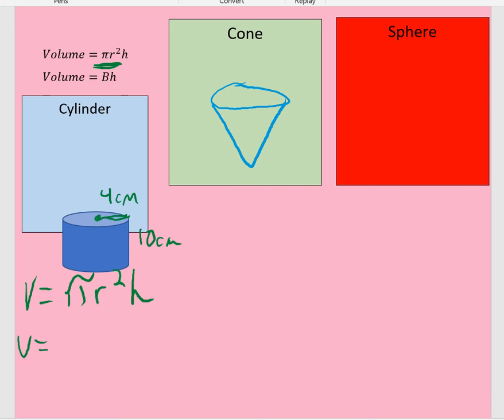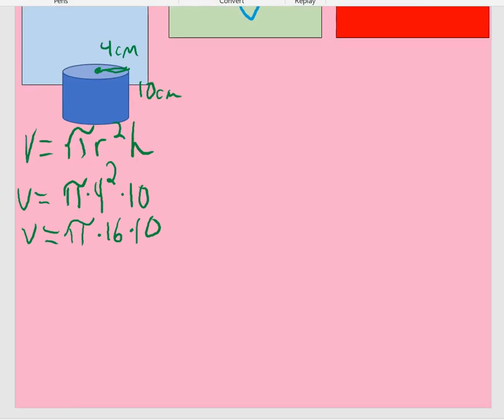We're going to say the volume is pi times r. Well, in this case, that's 4, and we're going to square it. And we're going to multiply that times the height, which is 10. I'm going to do this as much as possible without a calculator. I'm going to do pi times 4 squared, which is 16, times 10. And since now we're multiplying, you can go any which way you want to. We could do 16 times 10 times pi. That's the same thing as pi times 10 times 16.